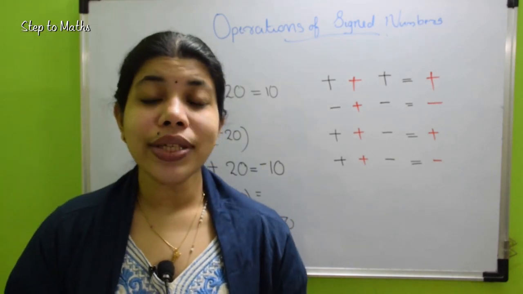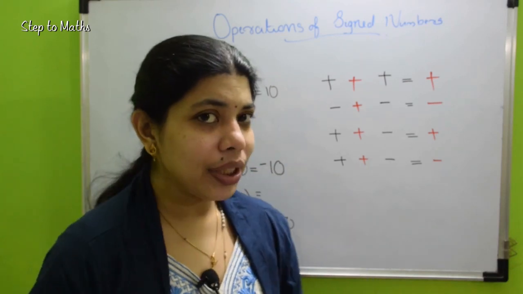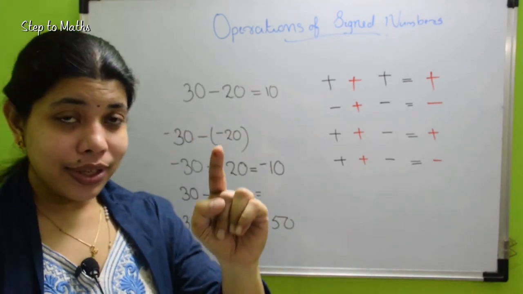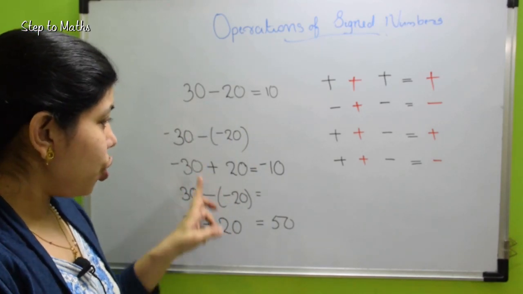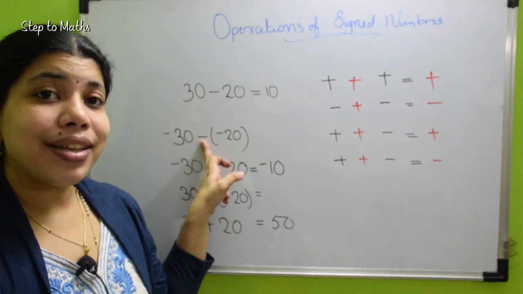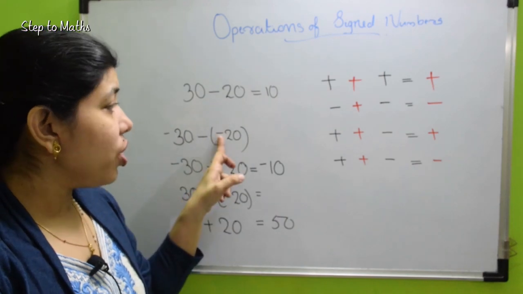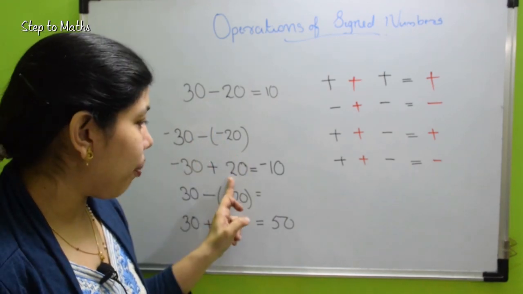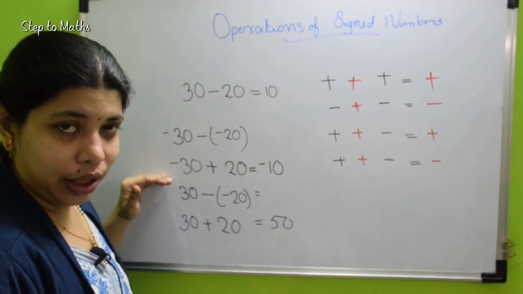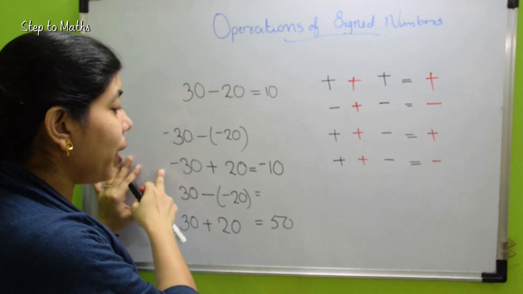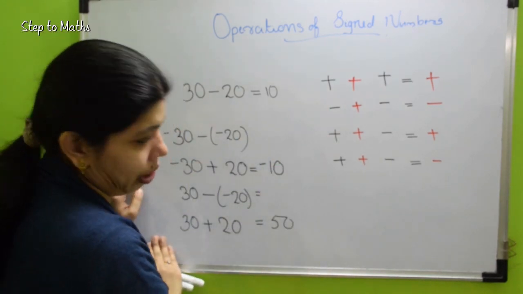So in order to subtract two signed numbers, what is the first step? We write the first number as itself, then change the subtraction sign to an addition sign, minus to positive, and then change the sign of the second number. Then we get the expression in the form of addition. There we can apply the rule of addition and perform that operation.